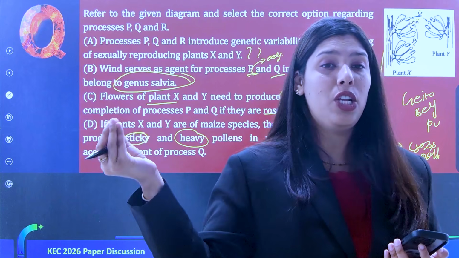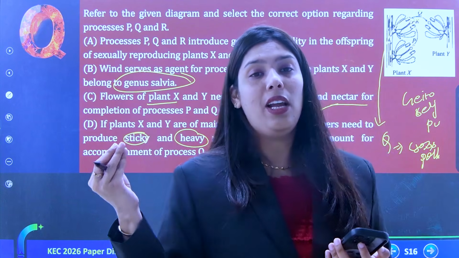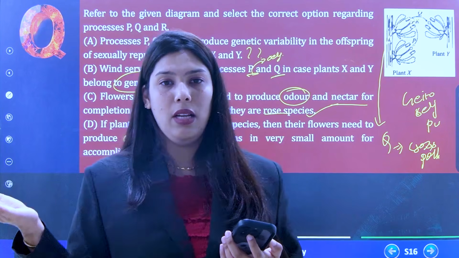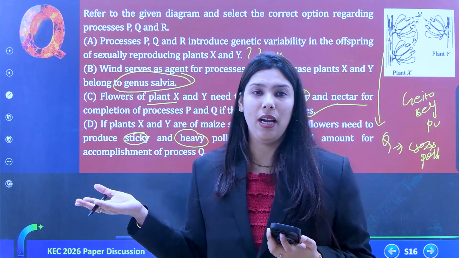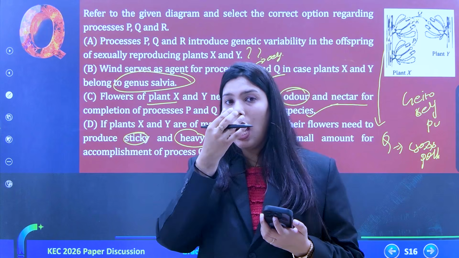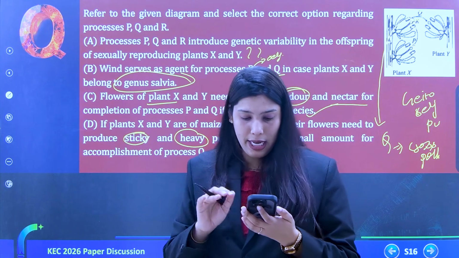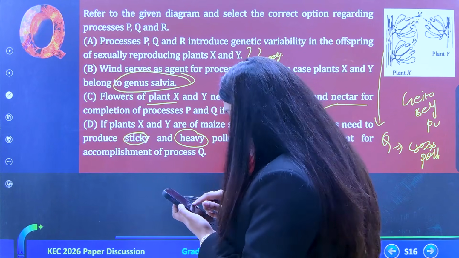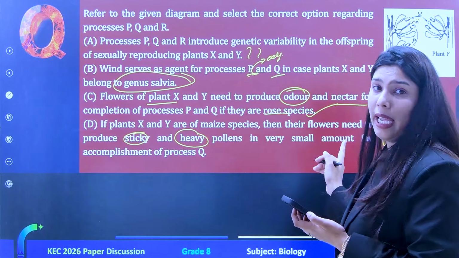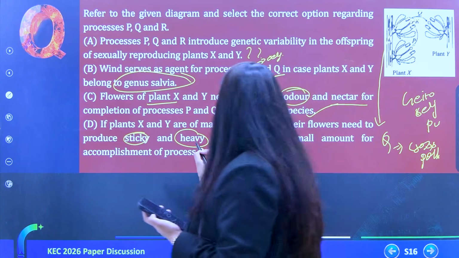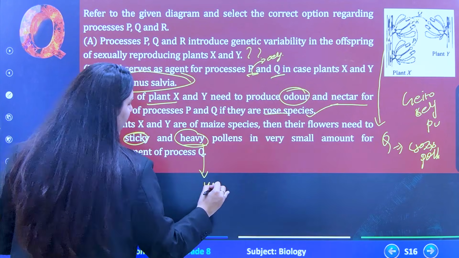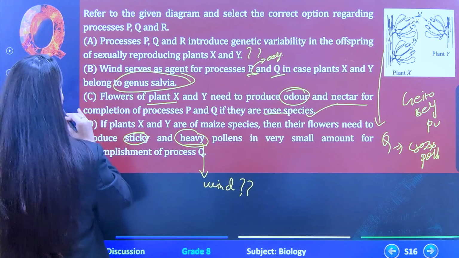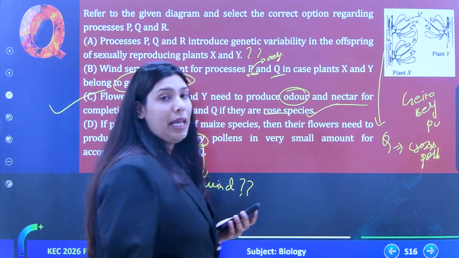For wind pollination, the characteristic of the pollen grain is that they have to be lightweight. If they are heavy, then how can they be pollinated? They cannot. So that is one thing you have to understand: since it is heavy, it cannot be pollinated with the wind. So the right answer for now is C.